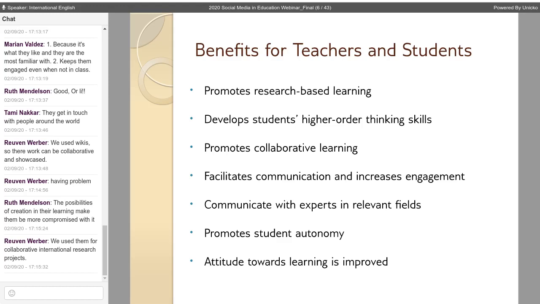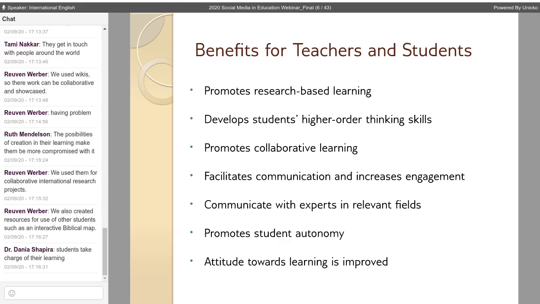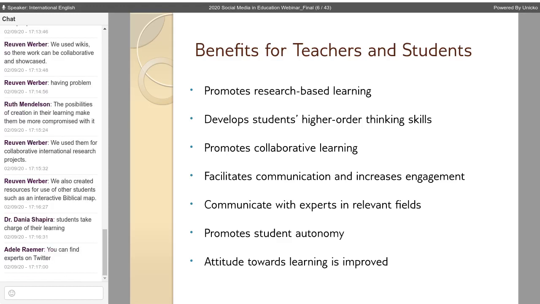But let's go back to the first advantage or benefit. It promotes research-based learning. How, in your opinion, can social media promote research-based learning? Please type your answers in the chat tool. How do you think it promotes research-based learning, project-based learning?